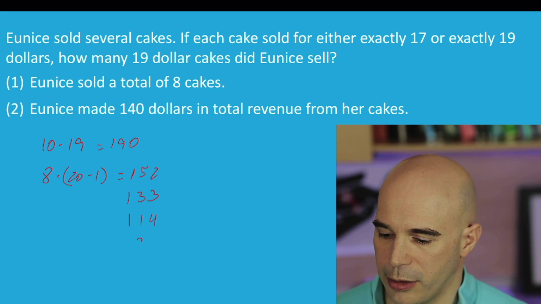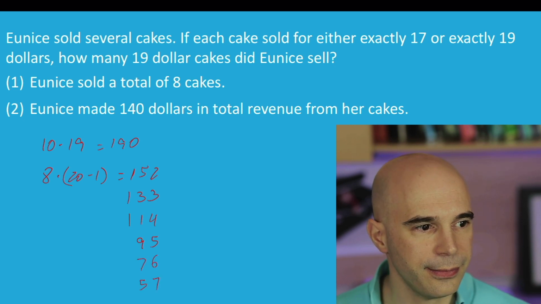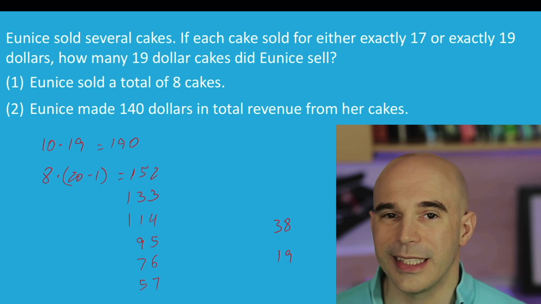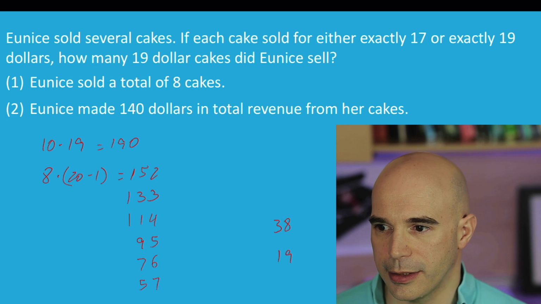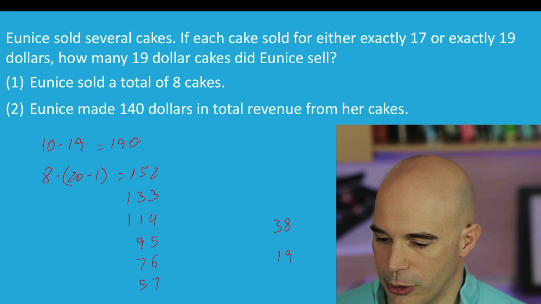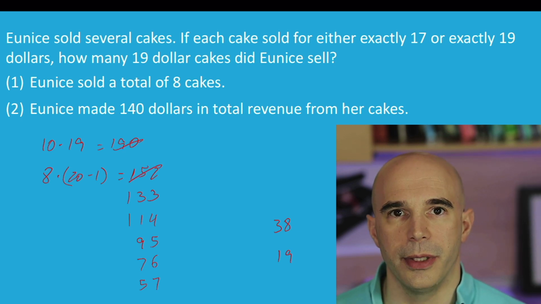And again, I'm subtracting 20, adding 1, over and over. These are all the possibilities for the amount of money received from selling $19 cakes, given that the sum total was 140. And I should eliminate those first two because they were too big, they were too much.